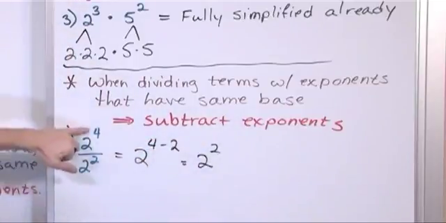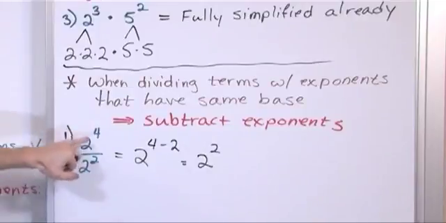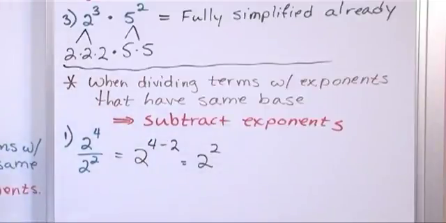You always start at the top and subtract off the bottom exponent. That's the way you do the subtraction, top minus bottom. So this is 2 squared. Now, we should at least once figure out why this works.